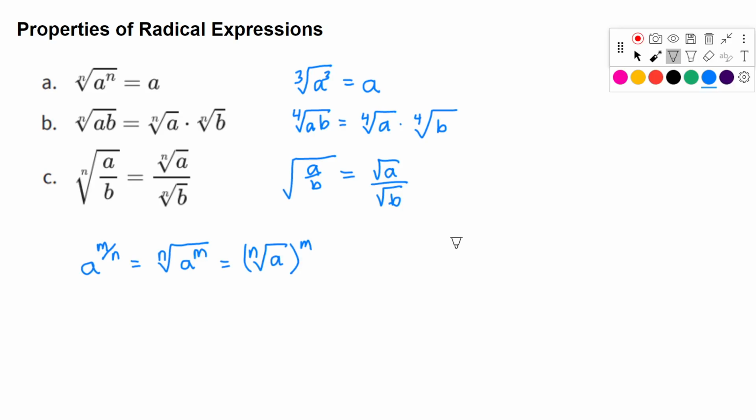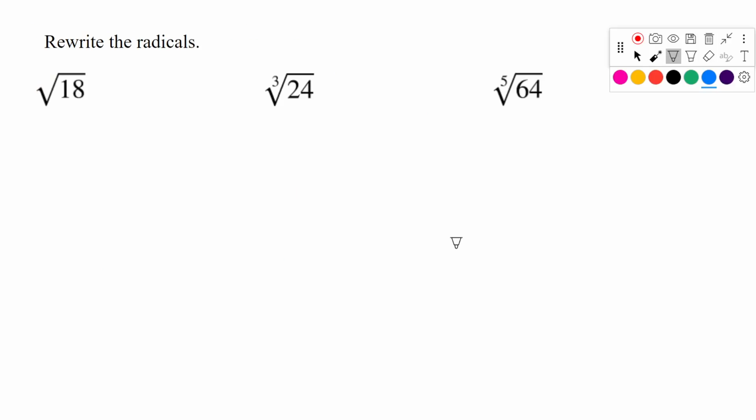So now let's take this information and do some simplifying. Rewrite the radicals. If I rewrite the square root of 18, I know this is a square root because I don't see an index. When you don't see the index, it is understood to be a 2. Because my index is 2, I want to find a number that's squared as one of my factors of 18. If you can't remember that, you can break down 18 into 3 times 6, but 6 can be broken down further.